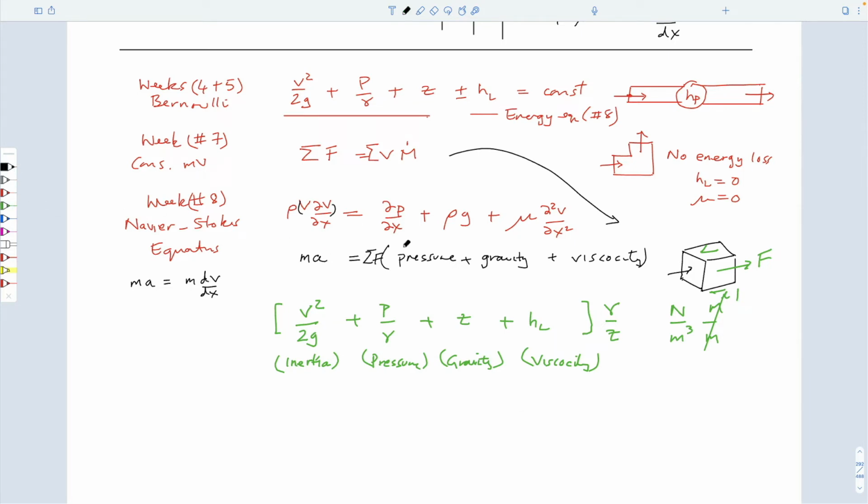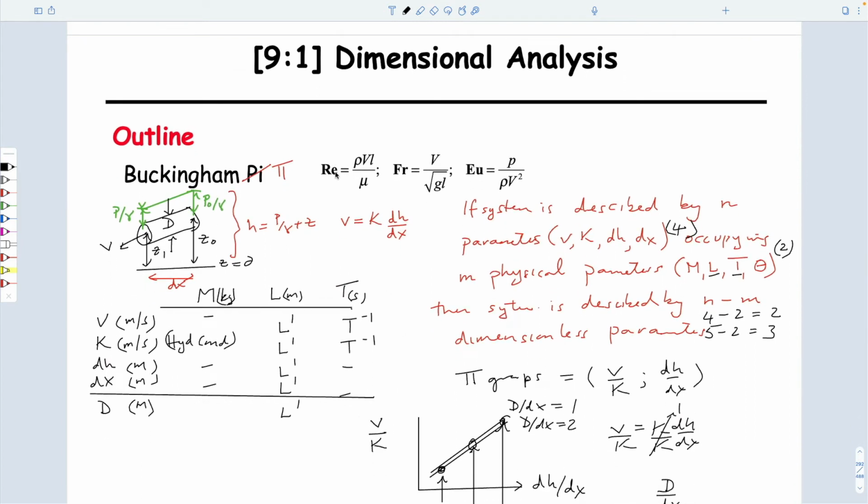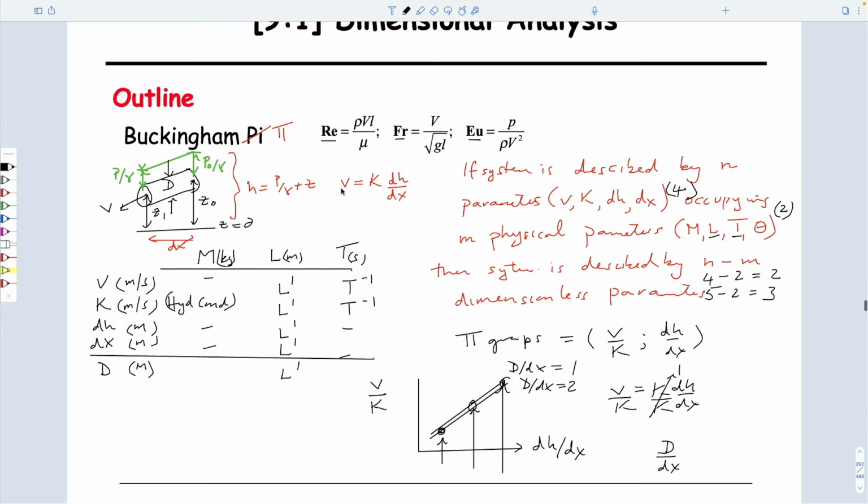The reason for talking about these is that each of these very important non-dimensional terms that we use are ratios of each of these equivalent forces. So the Reynolds number is the ratio of inertial to viscous forces. The Froude number is the ratio of inertial to gravitational forces, and the Euler number is the ratio of pressure to inertial forces.